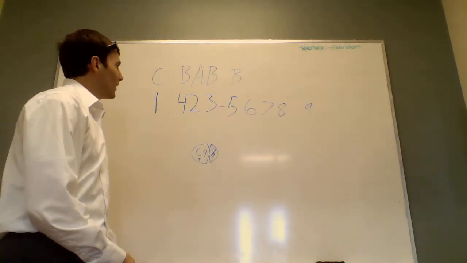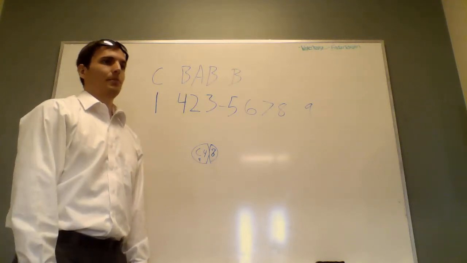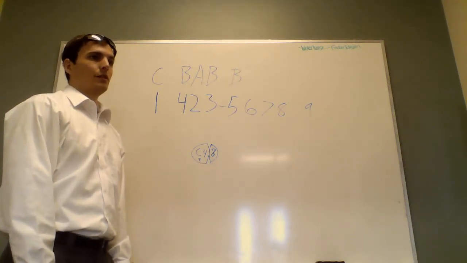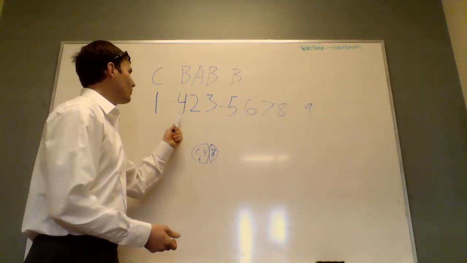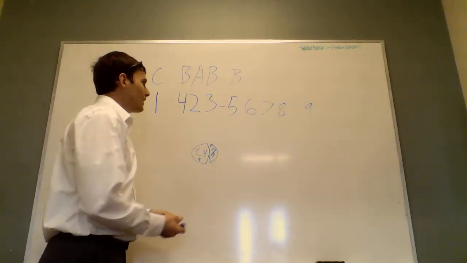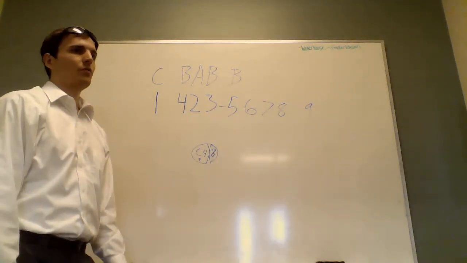So, if you can memorize a phone number, you can memorize complement. And that's really all there is to it. So 1, 4, 2, 3, and then after that, it's just 5, 6, 7, 8, 9. 1, 4, 2, 3.